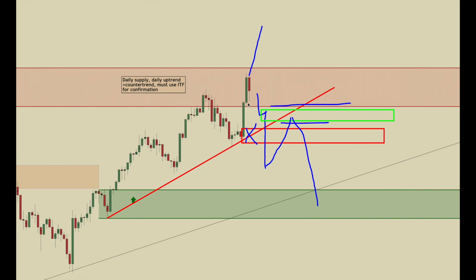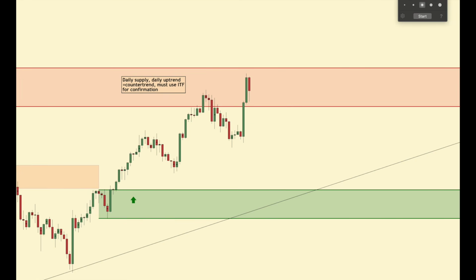And the mistake I see is people are on the 1 hour trying to get confirmation, and they just get stopped out. And then price eventually goes their way. So I hope that made sense.